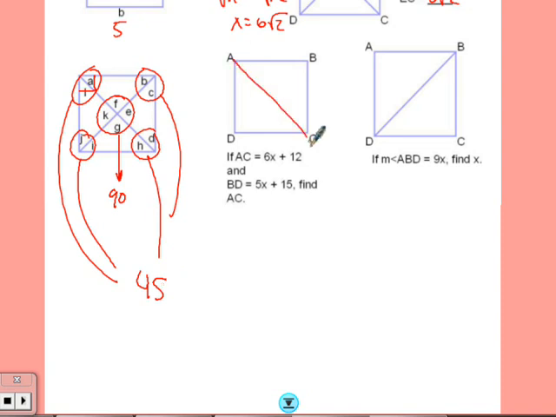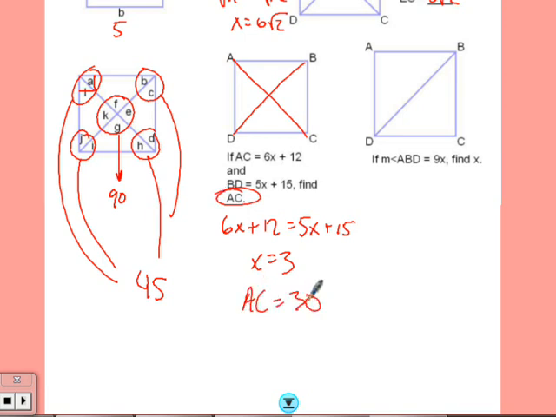AC is 6x plus 12. BD is 5x plus 15. So those are congruent. So 6x plus 12 equals 5x plus 15. So x equals 3. And the directions say to find AC. So I'm going to plug that 3 back into AC, and I get AC equal to 30.